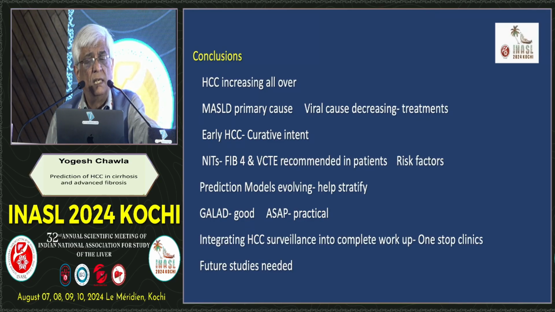Predictive models are evolving. They help to stratify these patients. Gellard is a good predictive model, but maybe not in the Indian context. AMAP, which excludes AFP-L3, may be more practical in our situation. And integrating HCC surveillance into complete workup is something that is required in our setup.